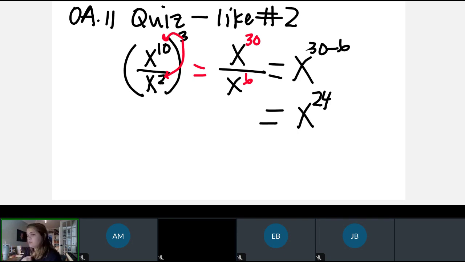Okay, Erica, does that help you? What do you mean it says to divide? That is dividing. When you divide x to the 30th divided by x to the 6th, dividing means you're going to subtract the exponents. You are still dividing this entire thing. When we're dividing two terms that have exponents, you subtract the exponents.